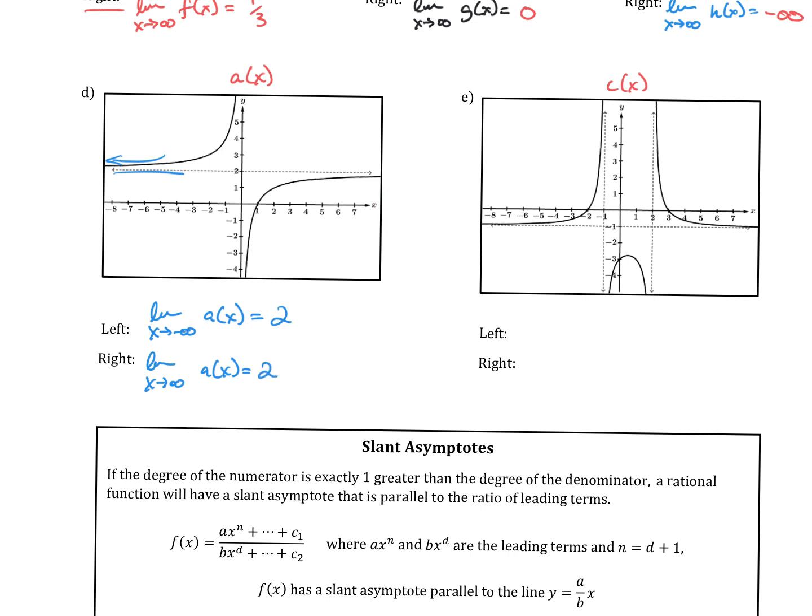All right, so now let's do the same thing for E. My limit as x approaches negative infinity of C of X, and my limit as x approaches infinity to my right of C of X. So as it moves left, where's it going? Negative 1. As it moves right, where's it going? Negative 1. All right, pretty good.